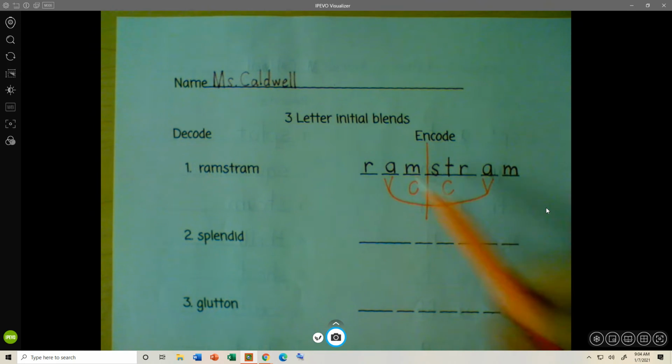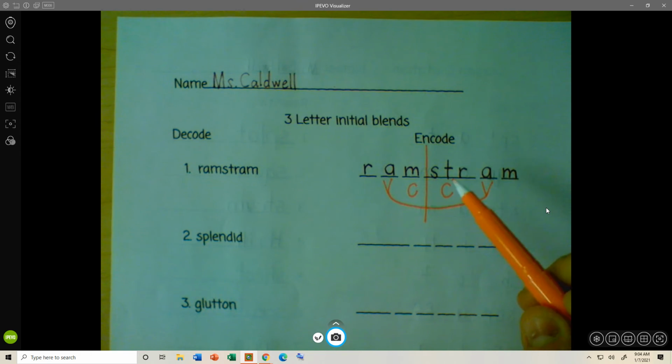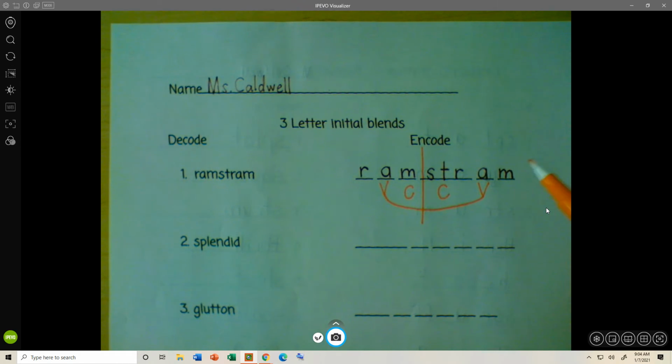So now, looking at the first syllable, is this open or closed, Adelaide? We look at the last letter.